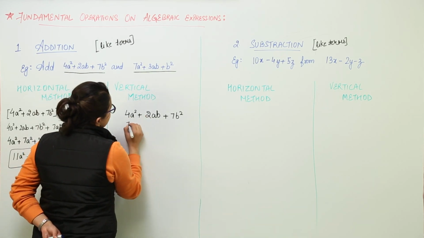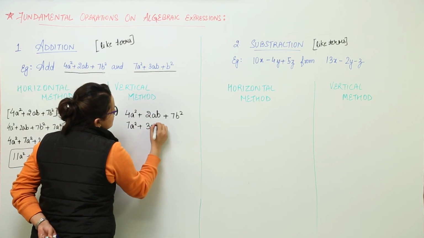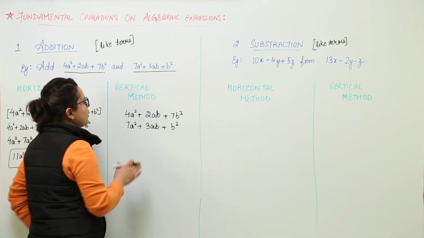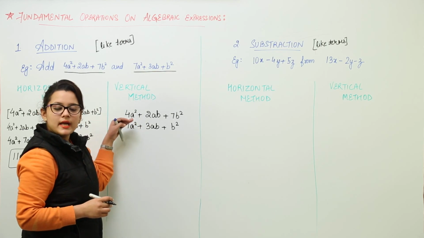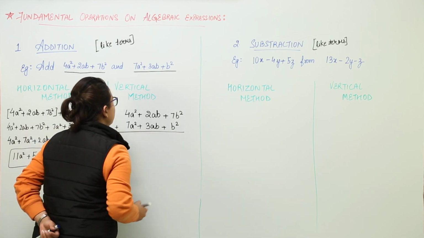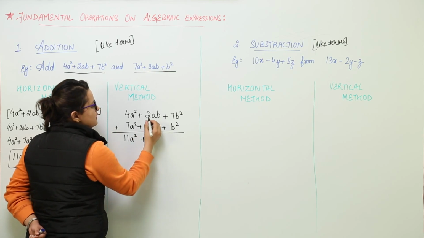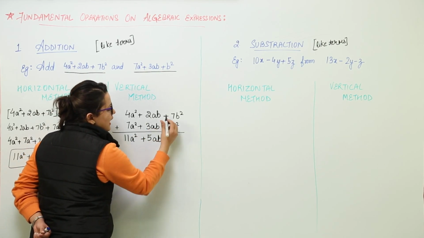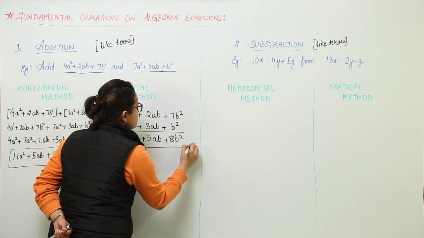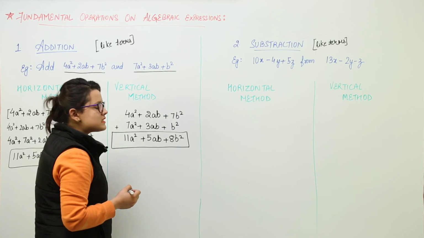So that means we have the next expression as 7a square below 4a square, plus 3ab below 2ab, and plus b square below 7b square. So we are writing down the next expression such that like terms come below like terms only. So now we are going to add them up. On adding, 7 plus 4 is 11a square, plus 3 plus 2 makes plus 5ab, and plus 7b square plus b square makes 8b square. So now we have the answer to the vertical method as 11a square plus 5ab plus 8b square.